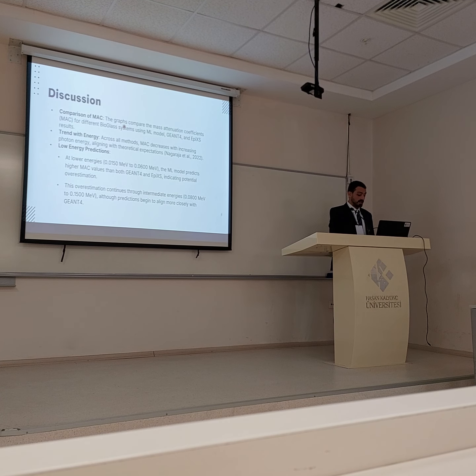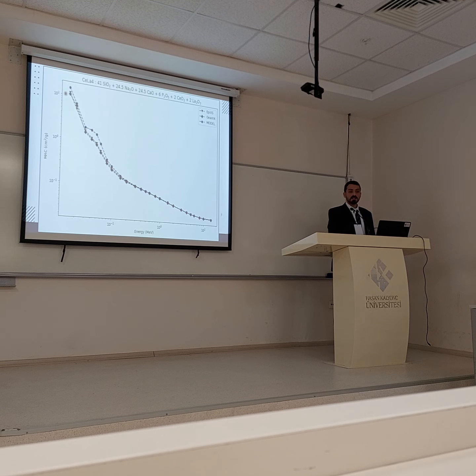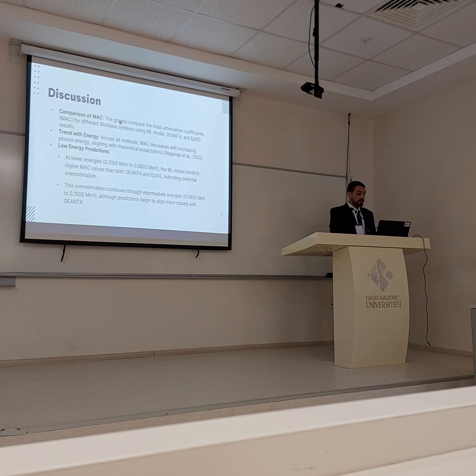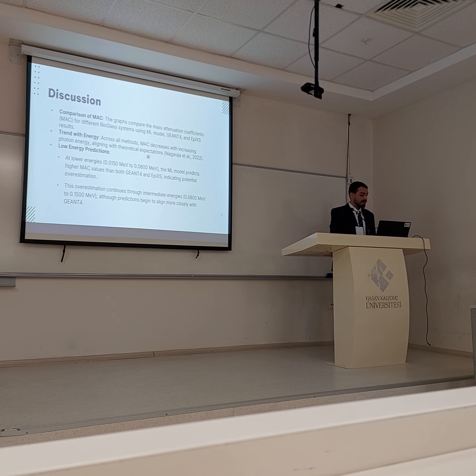Comparison of mass attenuation coefficient. Sorry, I haven't mentioned that. This is a relation of the mass attenuation coefficient that we discussed before. It's the most important property to compare between materials and between energies. So in the discussion, the mass attenuation coefficient graphs compare different bioglass systems using machine learning models, GEANT4 and EPICS, that we have used. We have also a simple, fundamental result: across all methods, the mass attenuation coefficient decreases with increasing photon energy, which means our model works on the same trend as the normal application.